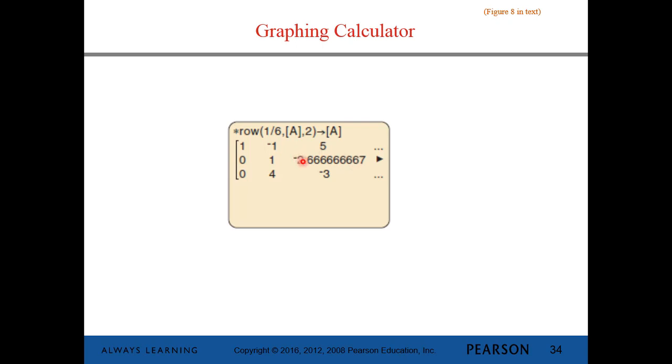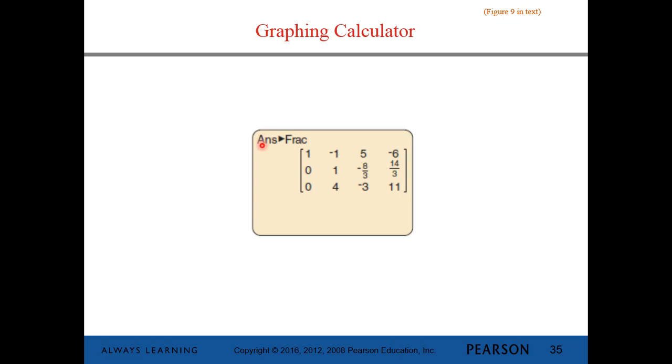Now, we don't want to deal with decimals, okay? So in order to get rid of the decimals, we're going to use the frac option on our calculator. So what you have to do is use the answer. So this is our answer. And we use answer, and then we use the frac option under the math key. And then we hit enter, and it changes our matrix to all fractions, okay?